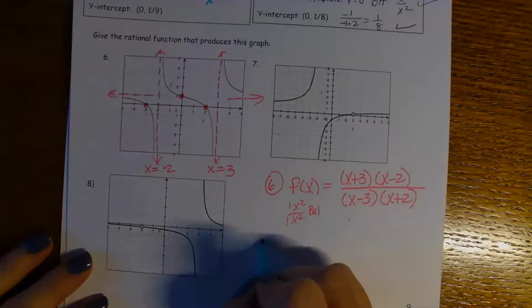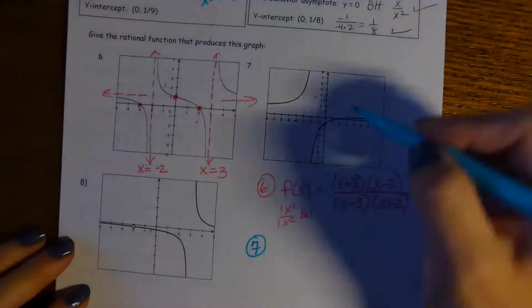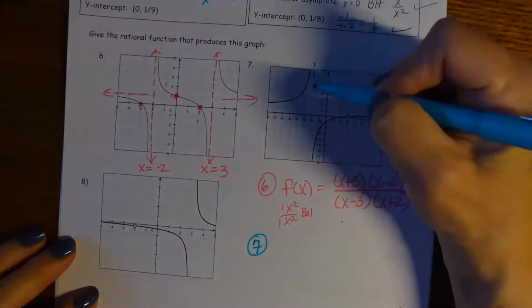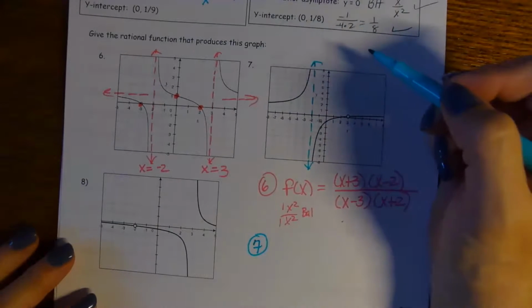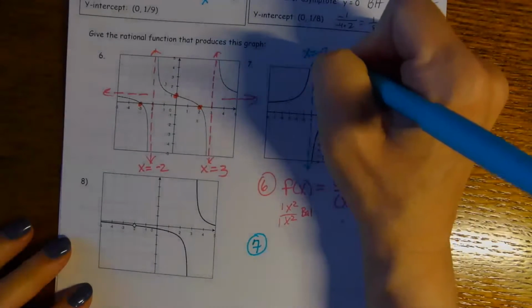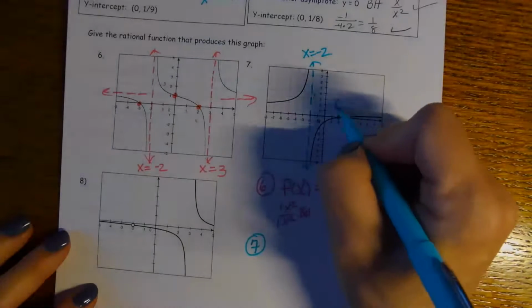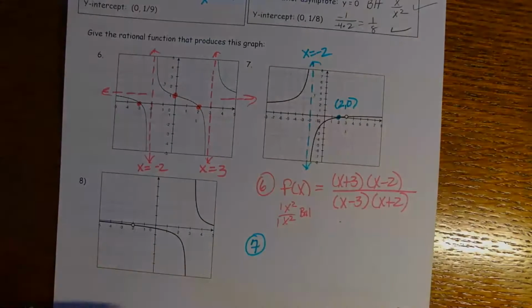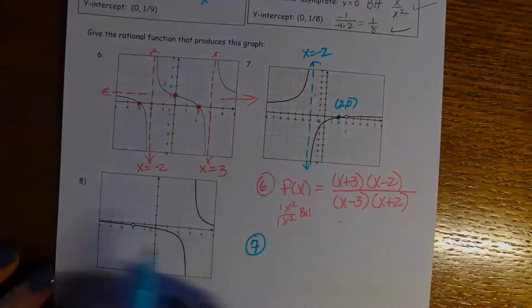Okay. We'll do 7 together, and I'll let you try 8. So sketch in. What is that? X equals 2? -2. And I have a point there. It's okay to write on your graph, right? Now there's a hole at 3.